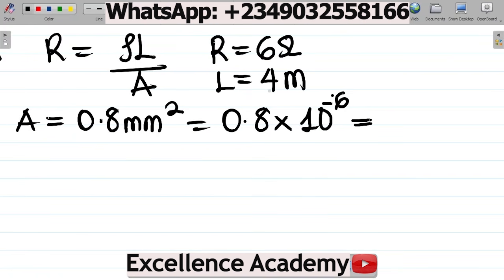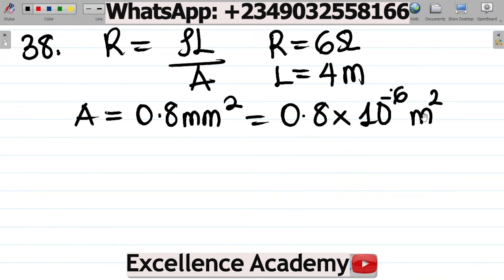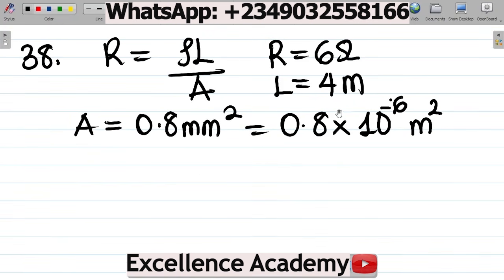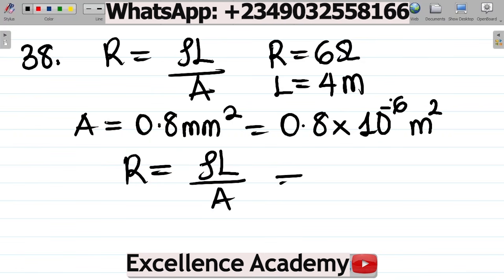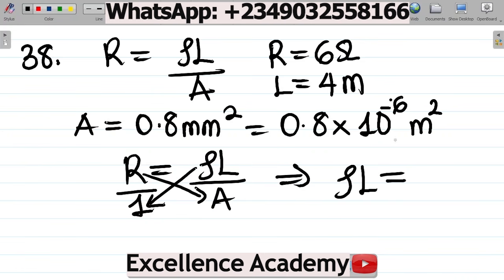All right. This is the value here in meter squared. So when you do this, you've converted from millimeter squared to meter squared: 0.8 times 10 to the power minus 6. With this, we can proceed to solve this. We are asked to find resistivity rho. Let's make rho the subject of the formula. So R is equal to rho L all over A. This is over 1. Rho L times 1 gives you rho L is equal to R times A, which is RA. To get the value of rho, divide here by L, divide here by L.